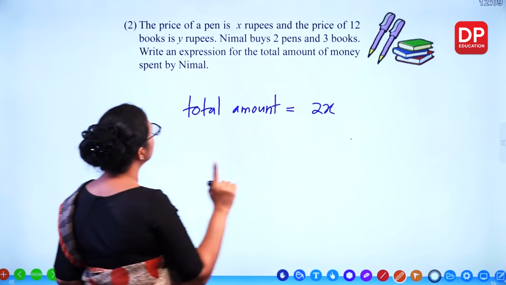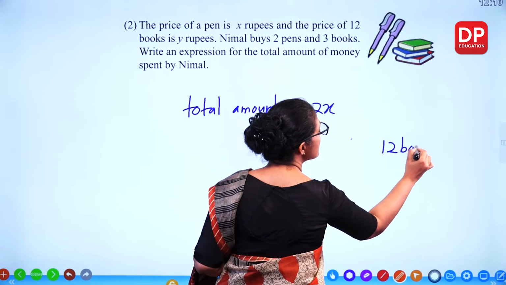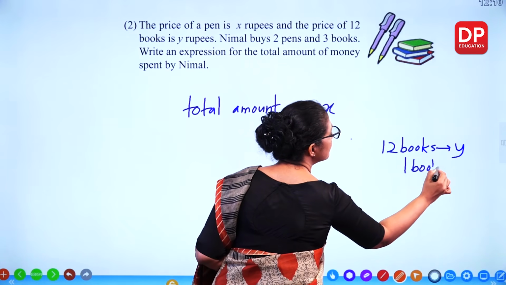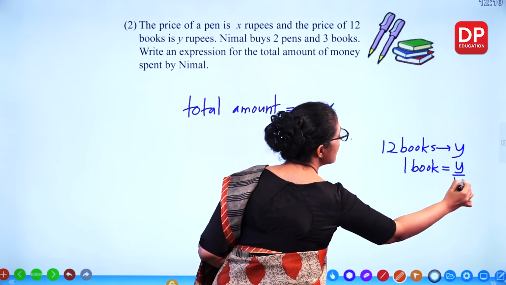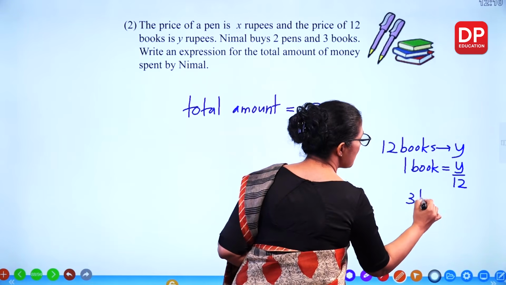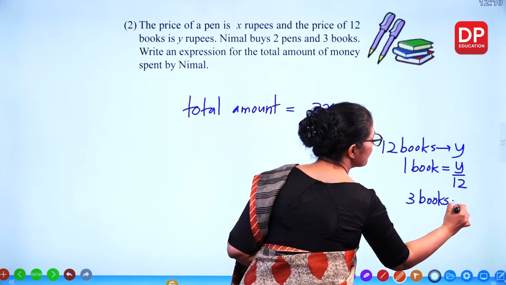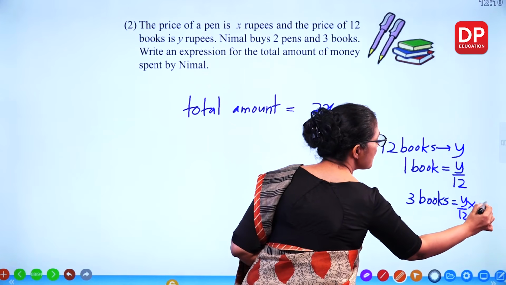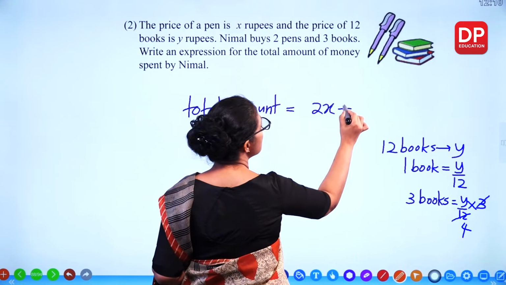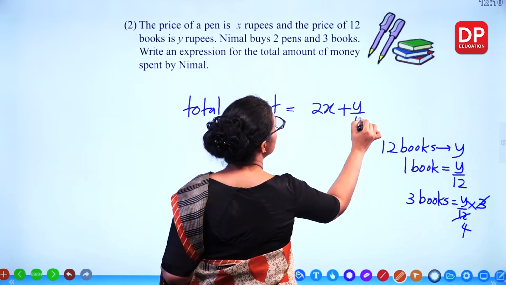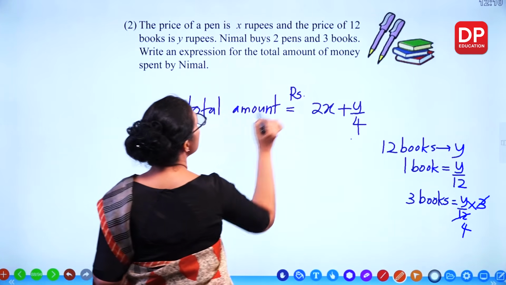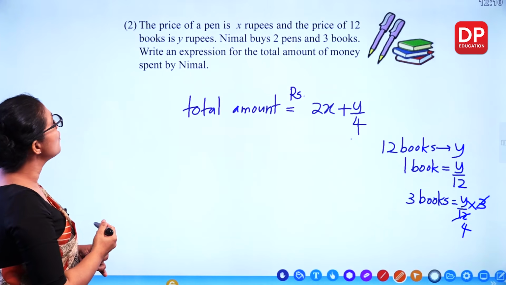What about 1 book? 12 books, y rupees. So 1 book is y over 12. Then 3 books, multiplied by 3. Y over 12 multiplied by 3. You can simplify. You get 4 here. So you can add that amount here. So what's the total amount? This is in rupees 2x plus y over 4.